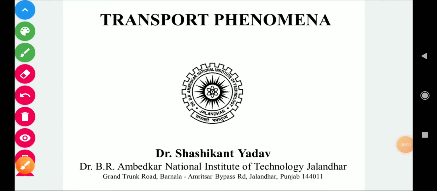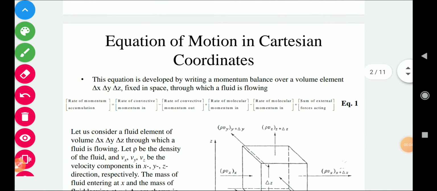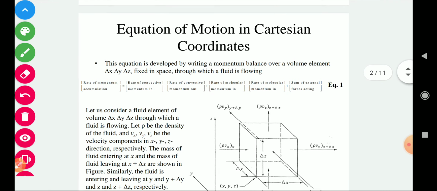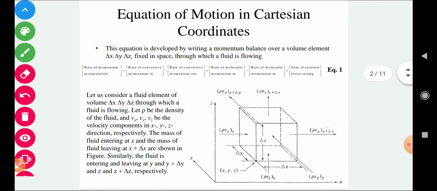Good morning. In today's class, we will discuss the equation of motion. The equation of motion is used to derive that the net momentum is conserved. So this equation is developed by writing a momentum balance over a volume element delta x into delta y into delta z fixed in space through which a fluid is flowing.